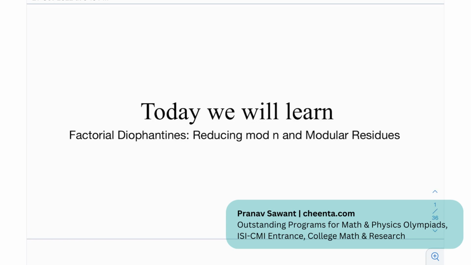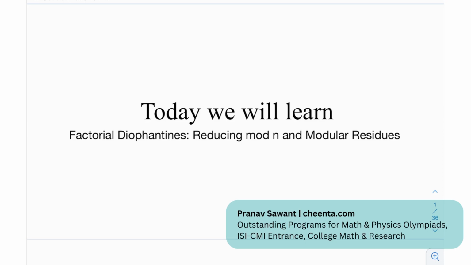Hello everyone, so today we're going to be looking at factorial Diophantines, and we have seen a couple of problems like this before, and really they keep coming up a lot. Especially if you go over some of the AoPS platforms or other math forums, you'll see that these are one of the most common types of number theory, one of the most common types of Diophantine equations that you'll see, factorial Diophantines.